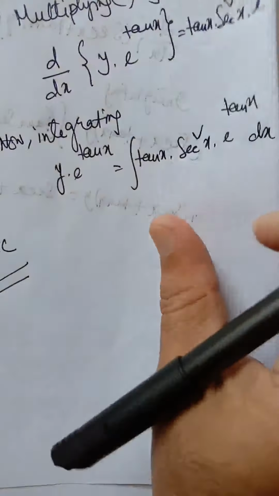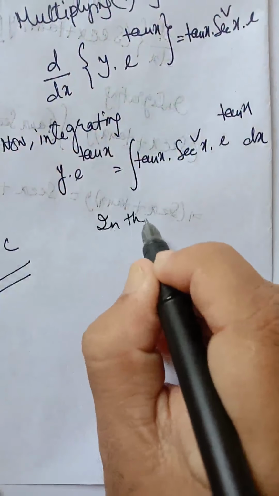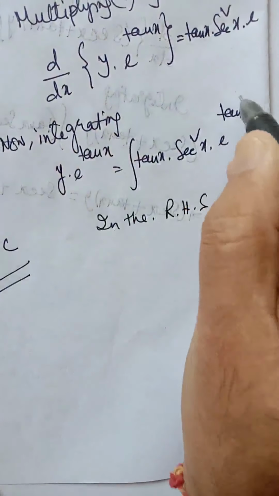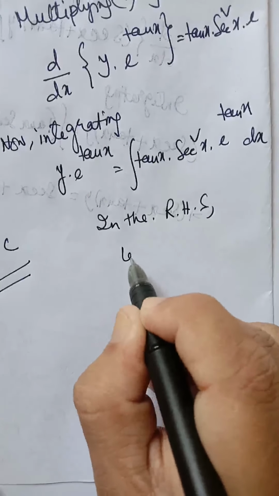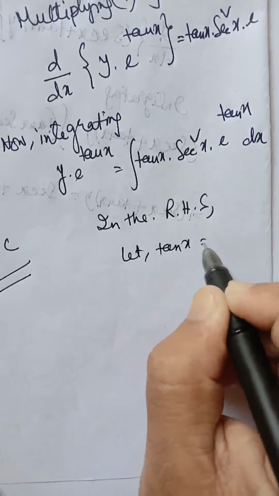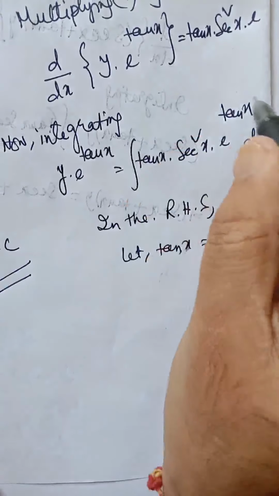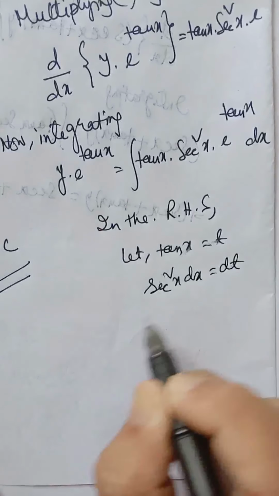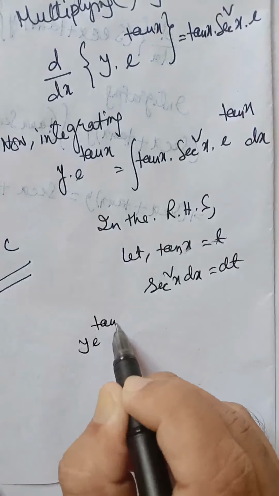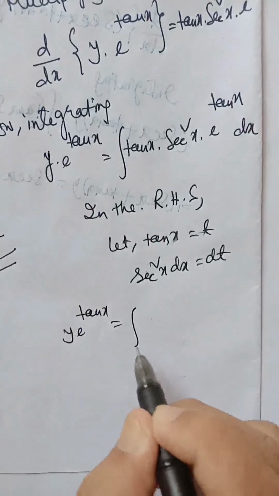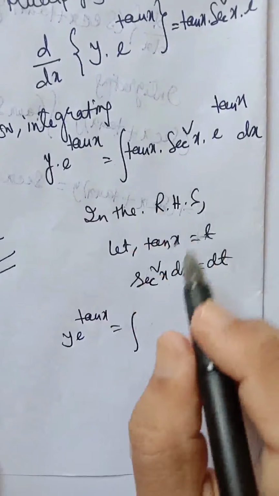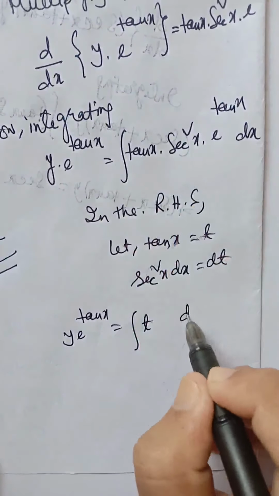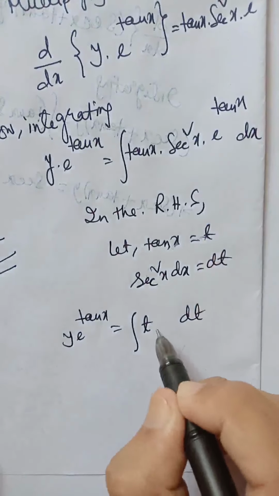To integrate this, in the right hand side we'll put tan x equal to t. Here we are applying method of substitution. Its derivative will be sec square x dx equal to dt. So y into e to the power tan x is equal to the integration of tan x, which is t, sec square x dx is dt, and e to the power tan x will become e to the power t.